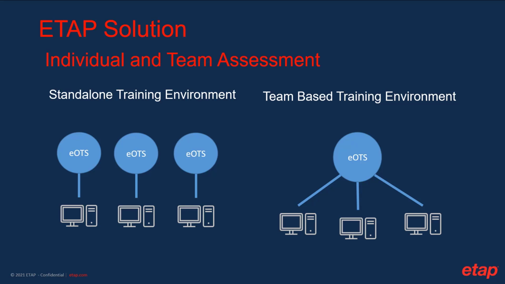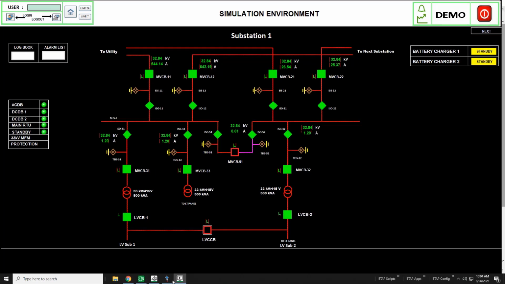Next, I'd like to give you a quick demo of the eOTS in action. Here we can see the same user interface used for production. However, this is in a simulation environment used for training and testing purposes only. I will start by opening this CB here, just like in production. However, instead of sending the signal to the device in the field, it is sent to the digital twin, which is providing a real-time response.